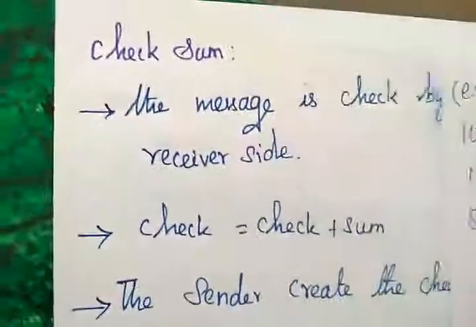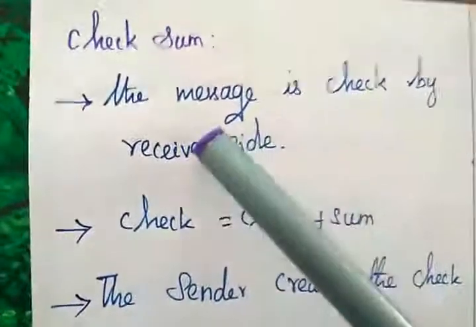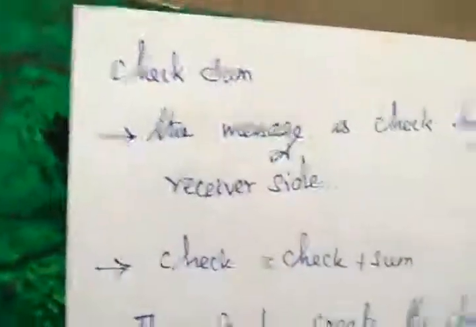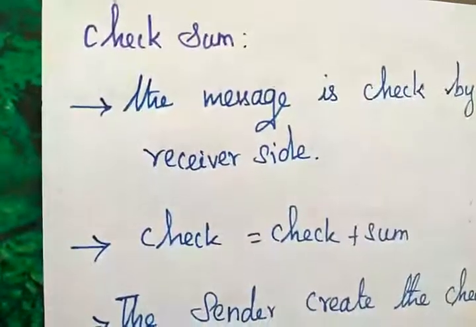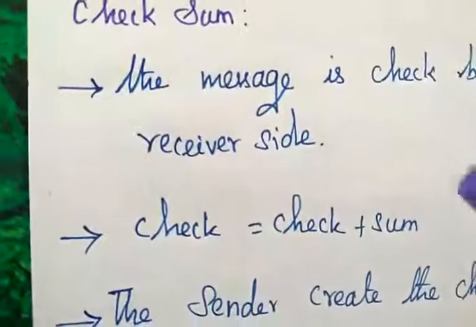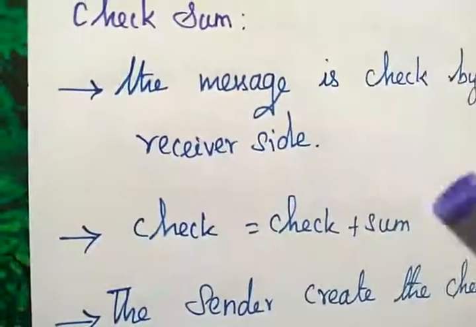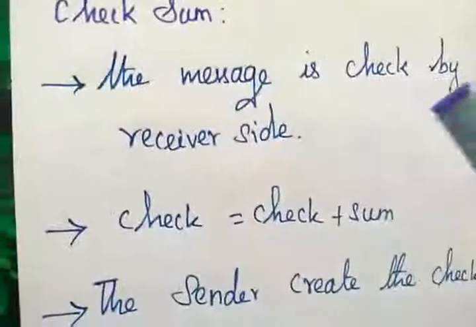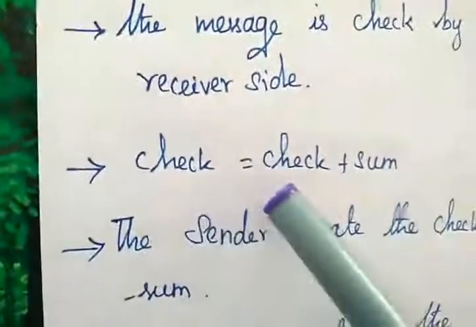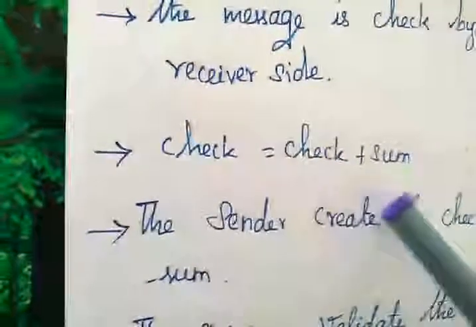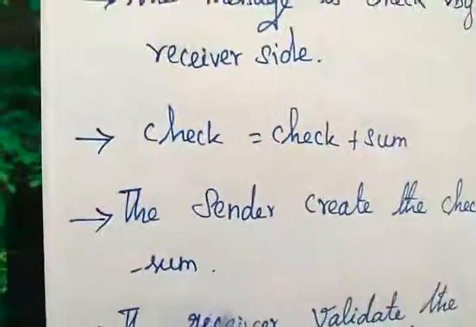Let's start. The first point: the message is checked by the receiver side. This is general for each and every transmission. Only the receiver can check whether there is an error or not. This is well known. Next, check equals check plus sum. The third point is that the sender creates the checksum.